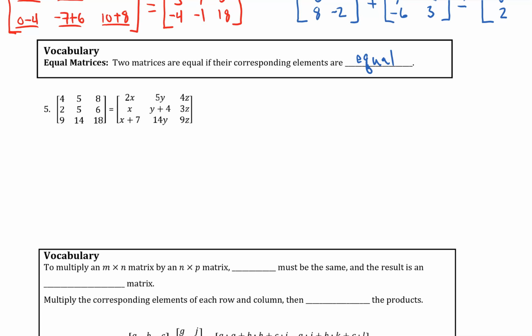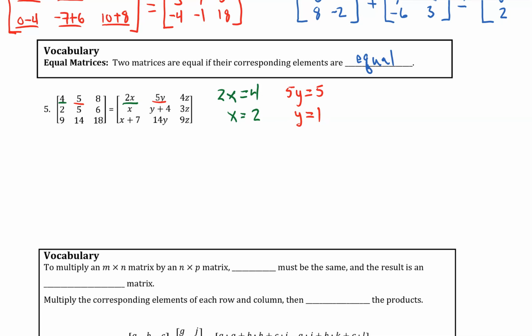And on the other side, it says 2x, 5y, 4z, x, y plus 4, 3z, x plus 7, 14y, 9z. Well, since there's an equal sign here, it's saying these equal each other, which means this should equal this. So 2x is equal to 4, so x must be 2. It's saying that this one, 5y, is equal to 5. So 5y is equal to 5, so y is equal to 1.